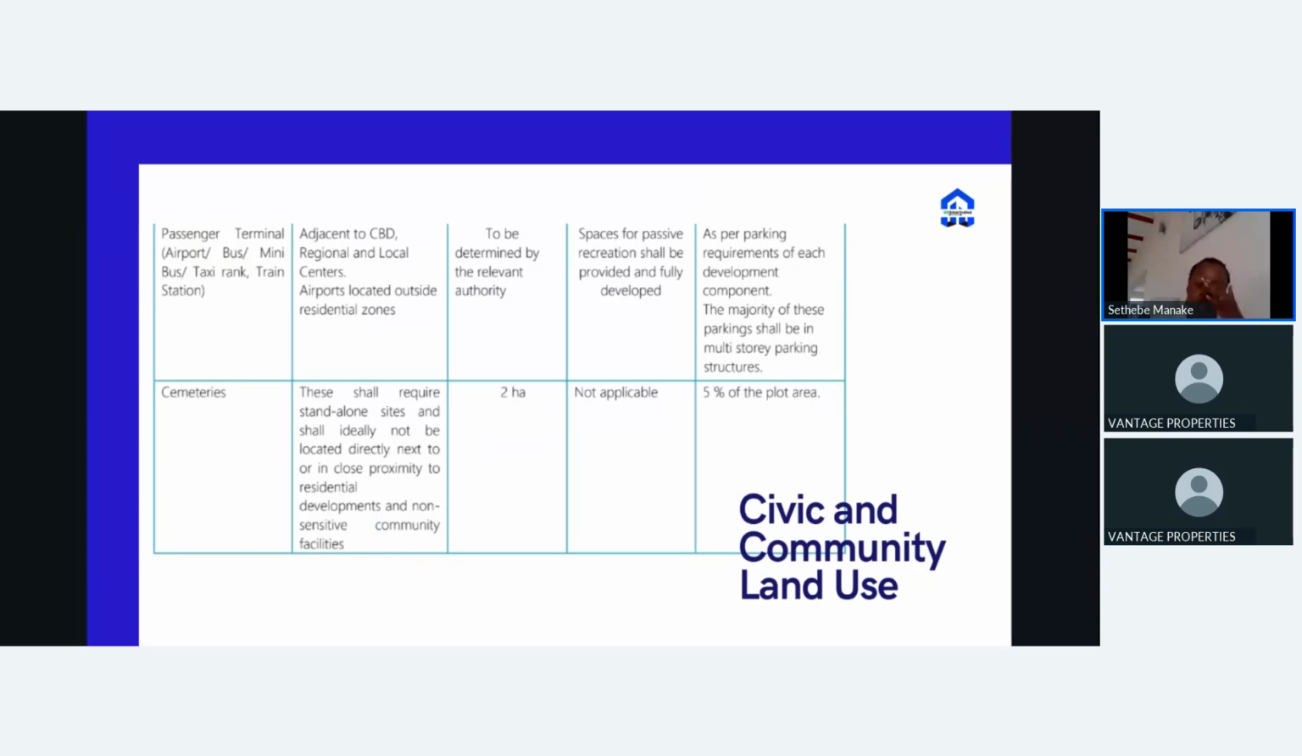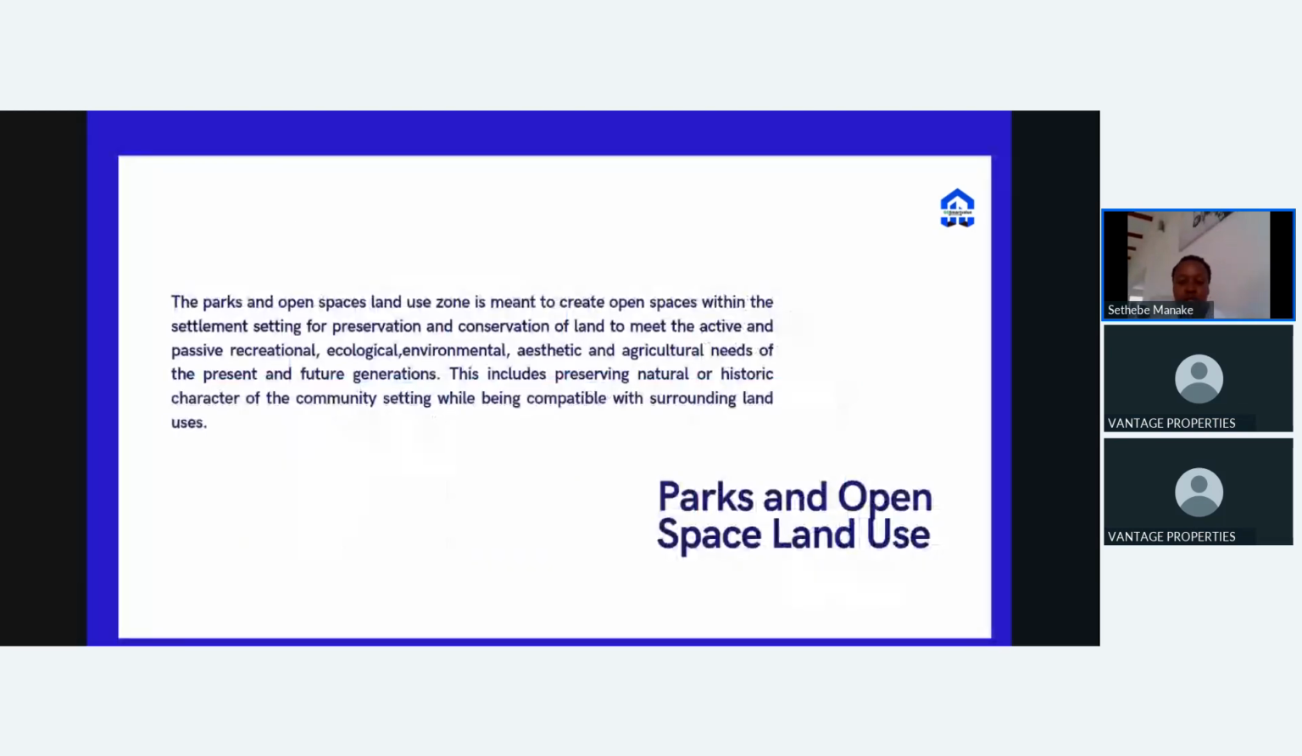There is what is called parks and open spaces. Parks and open spaces are meant to create a space within the residential area, providing value. It can be somewhere for fresh air and community.